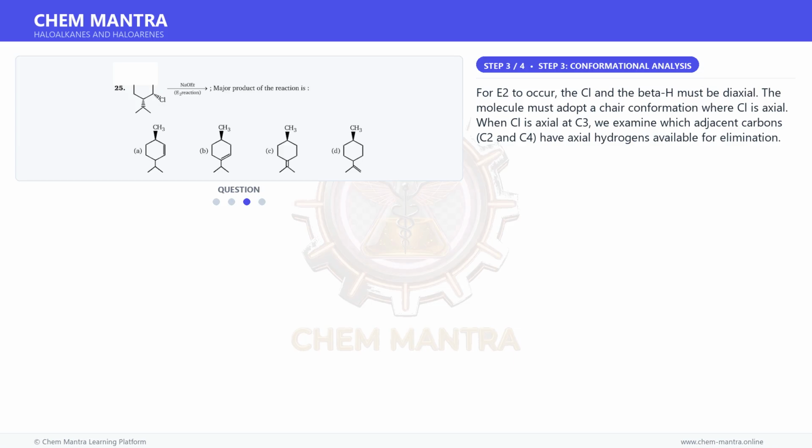For E2 to occur, the Cl and the beta H must be diaxial. The molecule must adopt a chair conformation where Cl is axial. When Cl is axial at C3, we examine which adjacent carbons, C2 and C4, have axial hydrogens available for elimination.